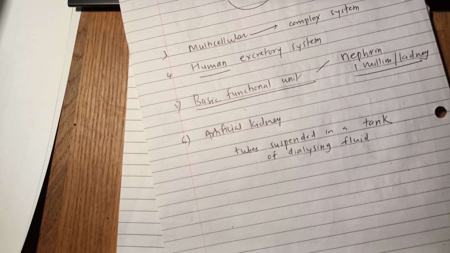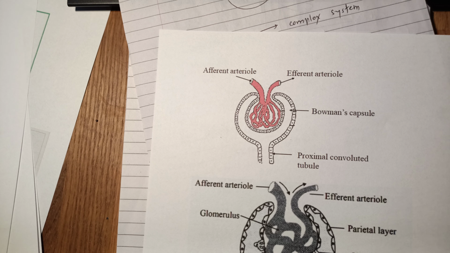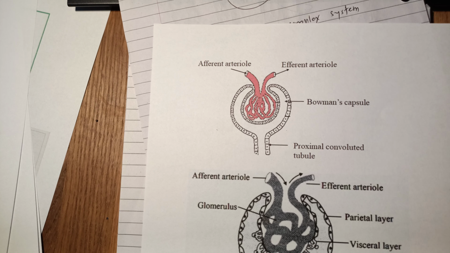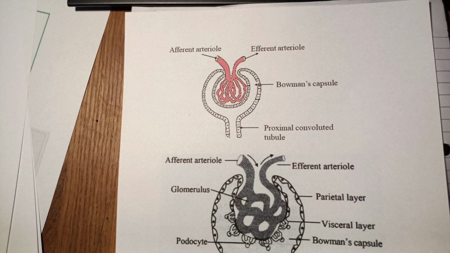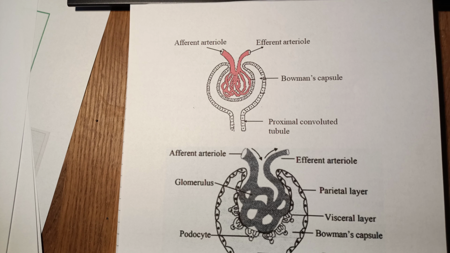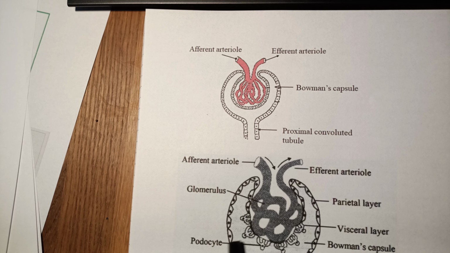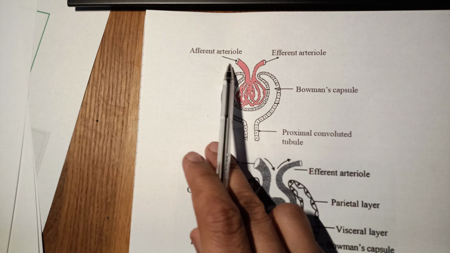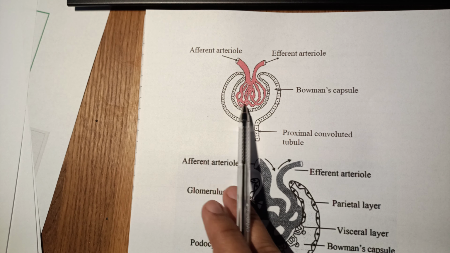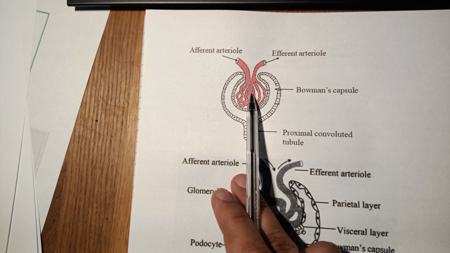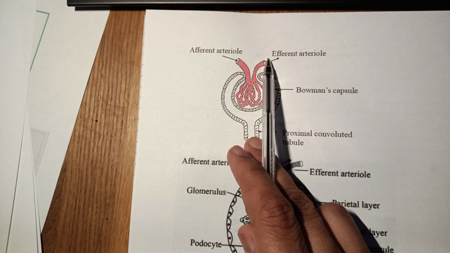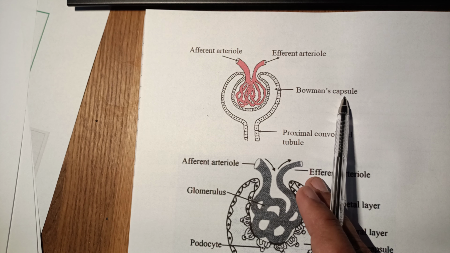Now let us have a look at more details of this Bowman's capsule. Now this is an important structure. You will learn about this in year 11 and 12, and if some of you go to medicine, then you will be learning in more and more detail. So now look at this diagram carefully. There is an afferent arteriole, then a network of capillaries, and then a narrow efferent arteriole.